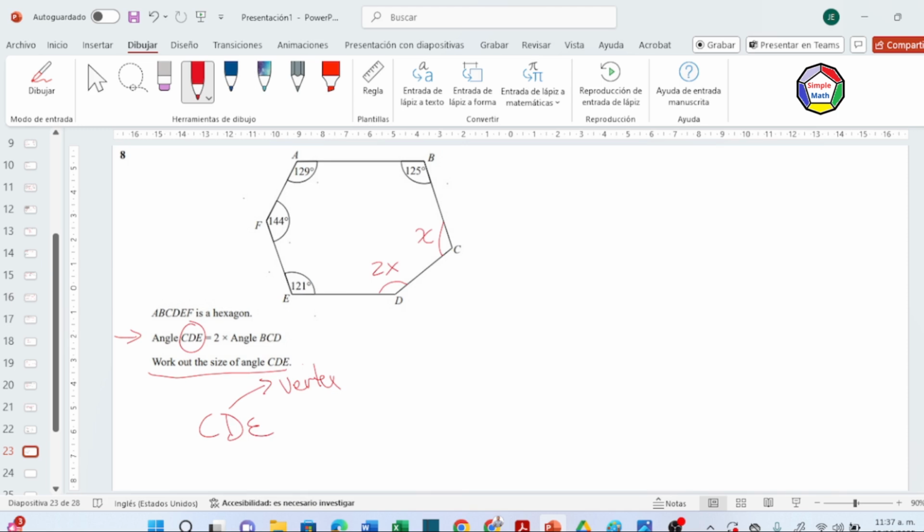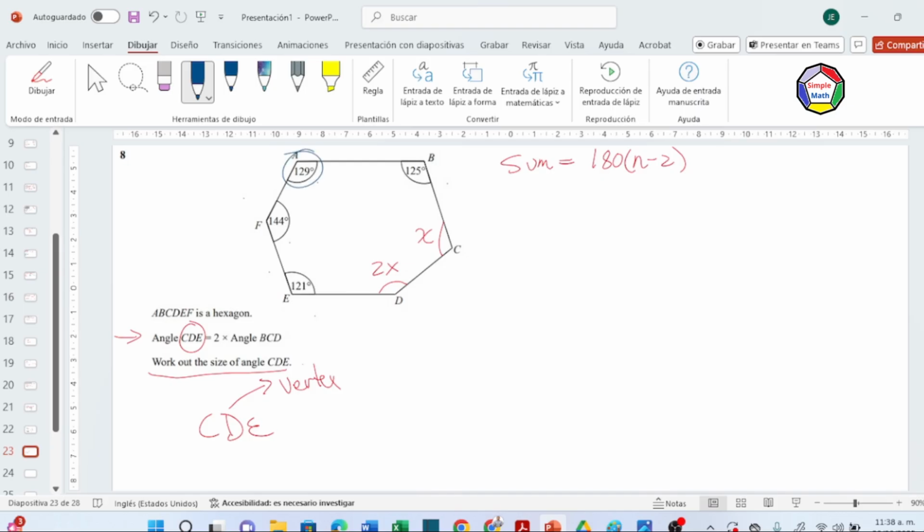So let's use the formula. The sum of the interior angles is equal to 180 times n minus 2. I'm going to add this angle plus this angle plus this angle plus this angle plus this angle plus this angle. Let's do it step by step. I'm going to change the color. Let's use the blue one.